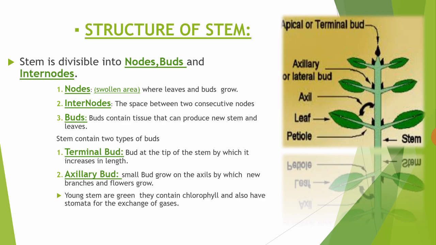Young stems are green, they contain chlorophyll and also have stomata for the exchange of gases. Now what is chlorophyll? Chlorophyll is the green pigment that is used for the absorption of light to produce energy at the time of photosynthesis.